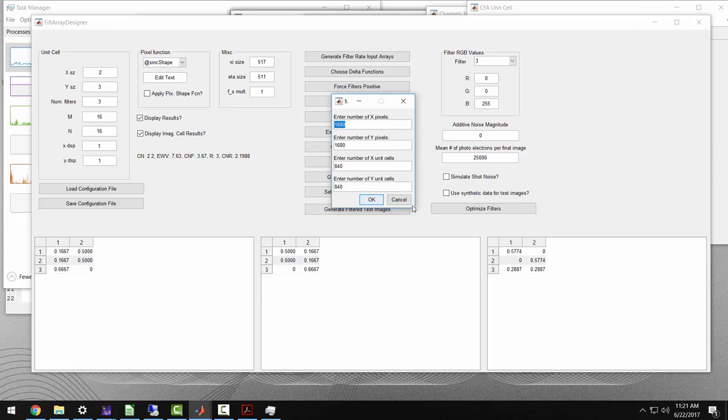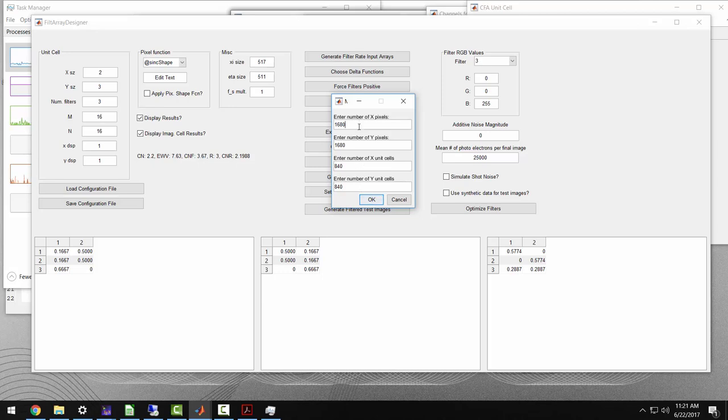So this creates a mask of filter array elements. You have the number of unit cells in the X direction, and you have the number of unit cells in the Y direction that you want, and then you have the number of pixels in the X and Y directions. So this is simulating some focal plane array of a specific size with a specific number of unit cells on it.